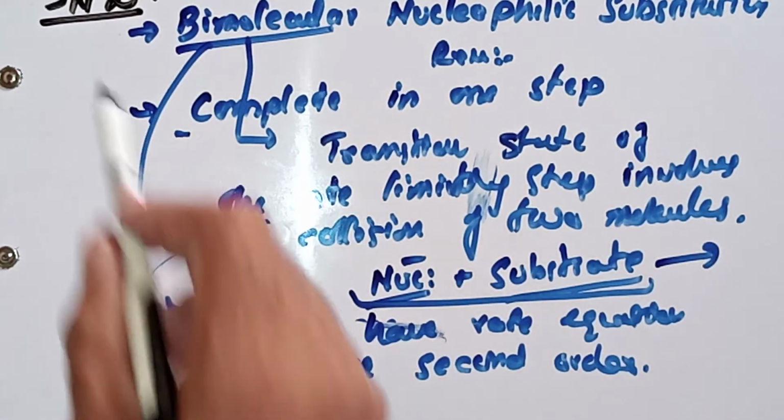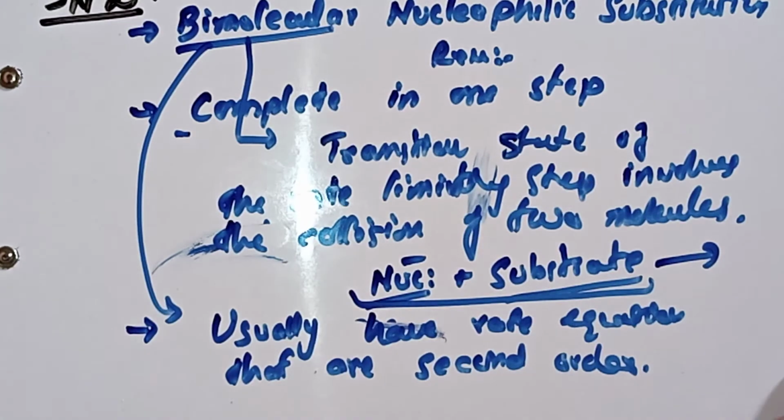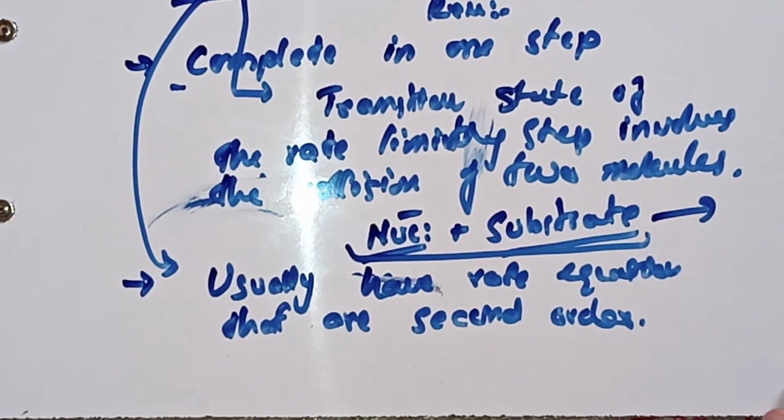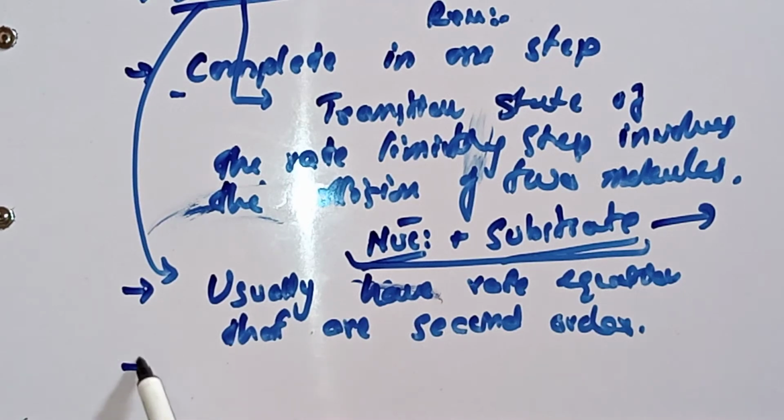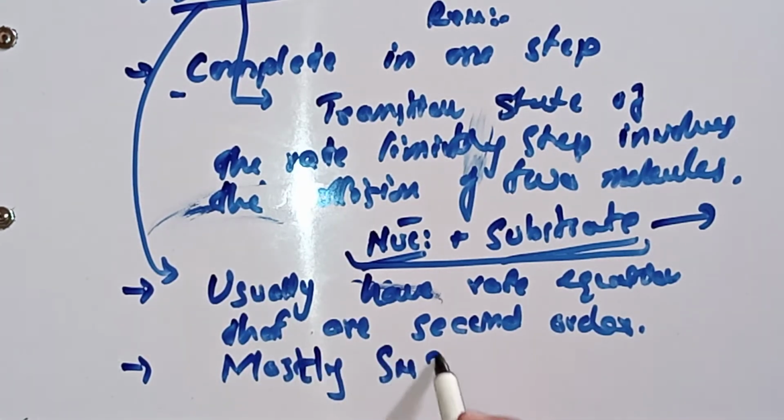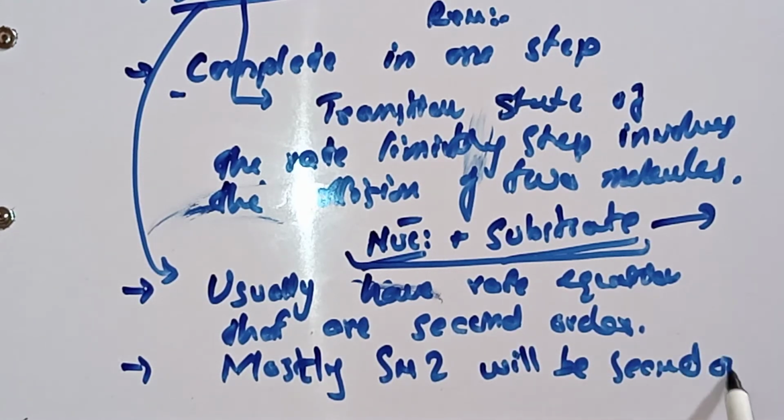It means that mostly the SN2 reactions will be second order reactions. You can use the word usually or mostly, the SN2 reaction will be a second order reaction. And you can also use another term: the SN2 reaction has a molecularity of 2. The molecularity of the SN2 reaction will be 2 because two molecules are used as reactants.